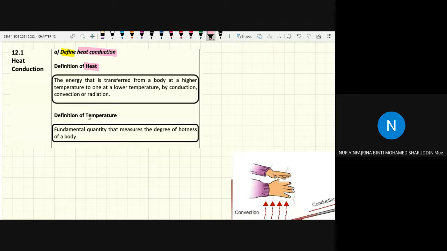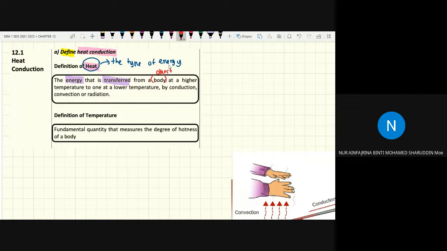So, heat is the type of energy. Heat is also known as heat energy lah. So, dia adalah the type of energy. So, heat adalah energy that is transferred. Tengok, perkataan dia pun memang dah tahu dia adalah energy heat ni. Energy transferred from a body. Body ni macam objek juga tau. Body is object as well.